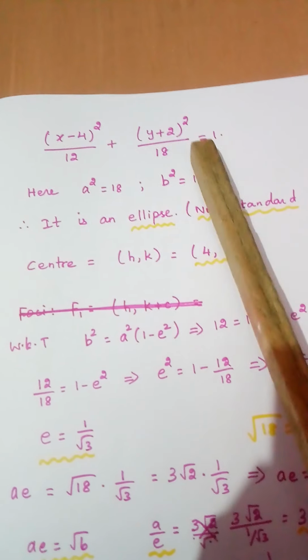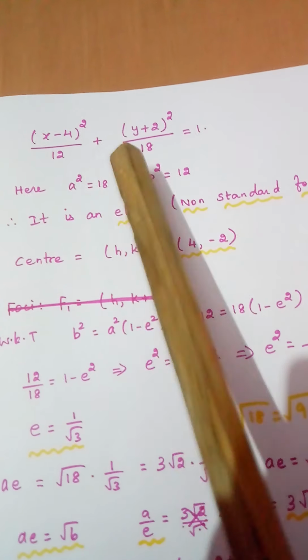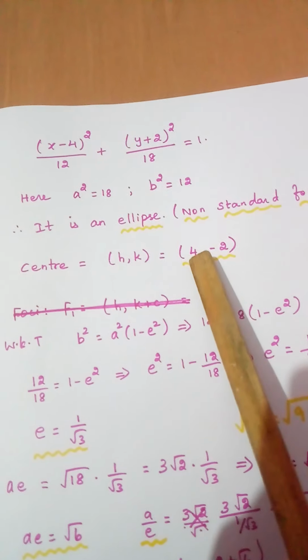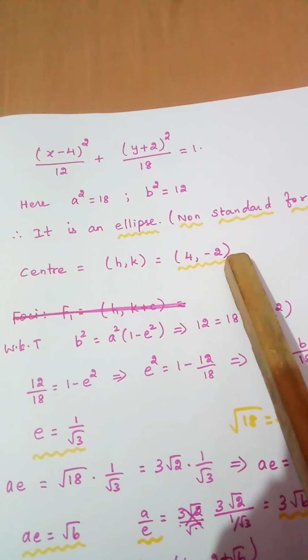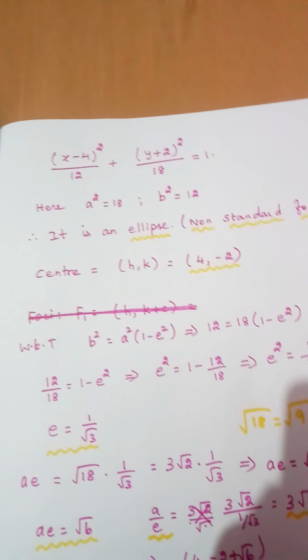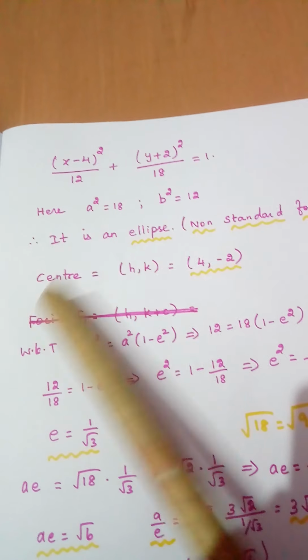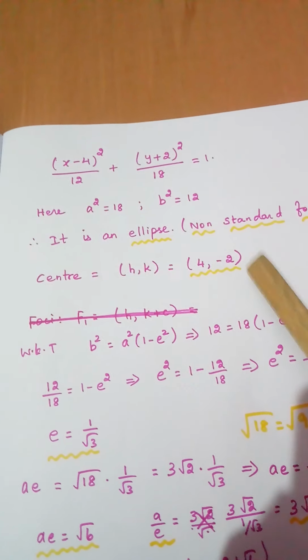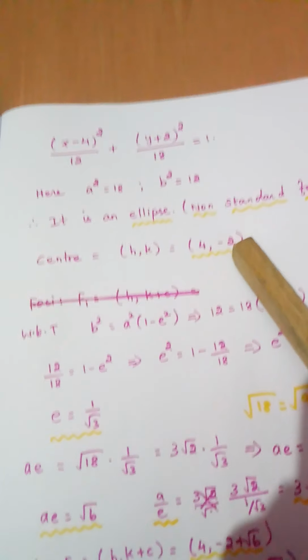Now see this equation and tell the center. Minus 4 is present, so for the center (h, k), h is minus 4 means I should write plus 4. K plus 2 means I should write minus 2. So (4, minus 2) is the center of the ellipse. So we have answered two questions. One is what type of conic it is? It is an ellipse. What is the center? The center is (4, minus 2). Therefore h is equal to 4, k is equal to minus 2.